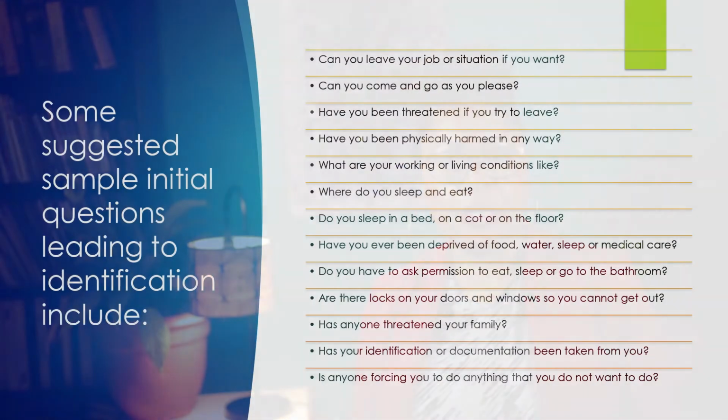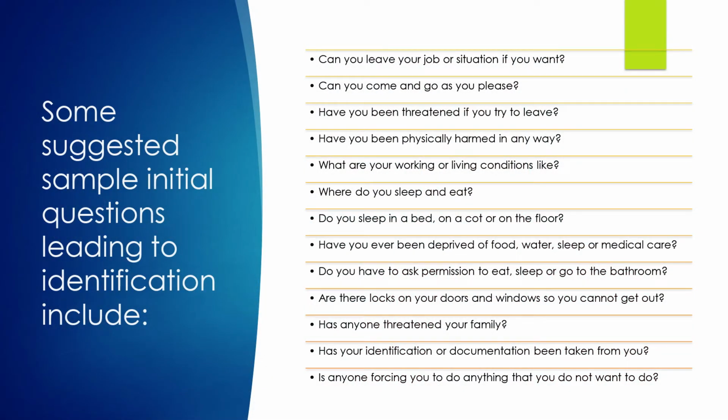They want to consider if the person can leave their job or their situation freely. They want to know if they can come and go from the location as they please. They want to know if they have been threatened if they try to leave, if they have been physically harmed, if they are in living conditions or working conditions that are unsafe, if they're able to sleep and eat, if they have a bed and proper facilities.